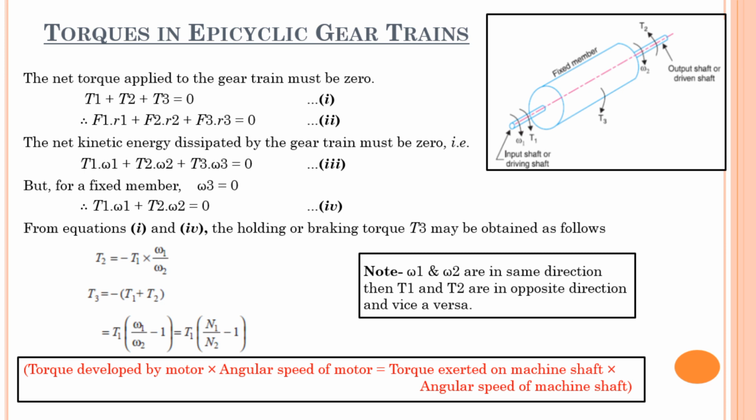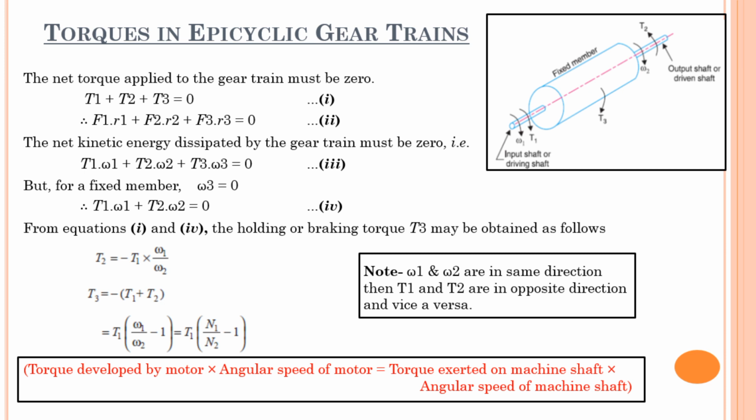From that, tau 1 is input torque, tau 2 is output torque, omega 1 is angular velocity of input gear, omega 2 is angular velocity of output gear. Now if you want to calculate tau 3, the torque required for the fixing member, also called the braking torque or holding torque, we can find it out from equation first.